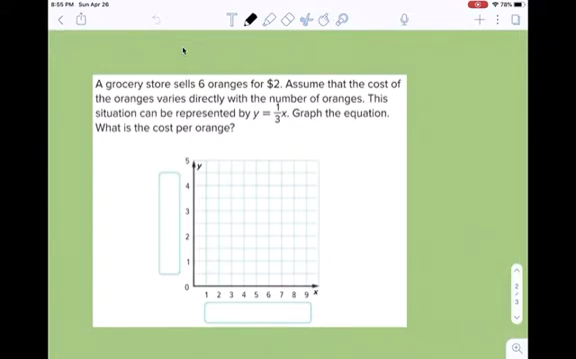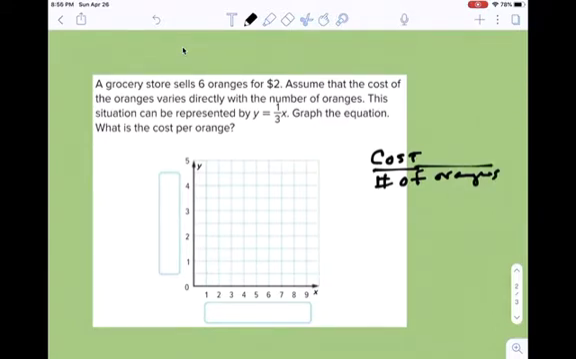This first one looks like we're going to have to do some graphing. We have to figure out what our y and our x are, and answer a question. The grocery store sells 6 oranges for $2. Assume that the cost of the oranges varies directly with the number of oranges. So the cost varies directly with the number of oranges. They're kind of telling you the order when they say it like that.